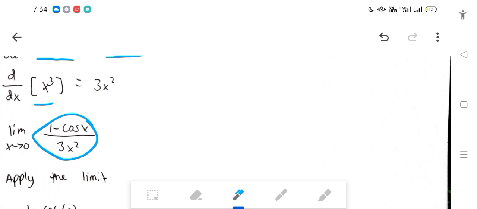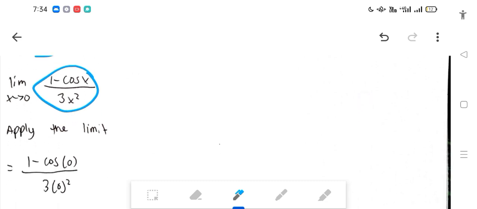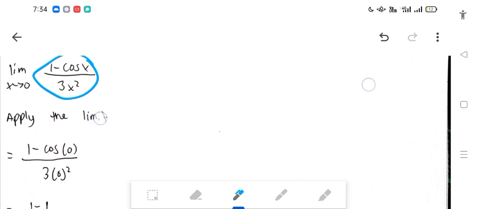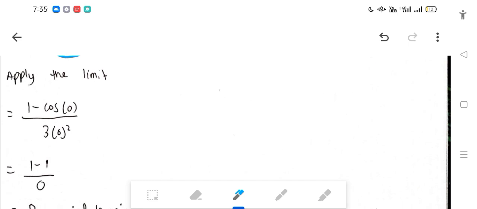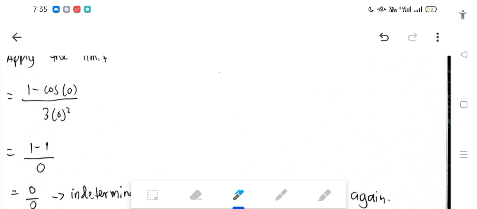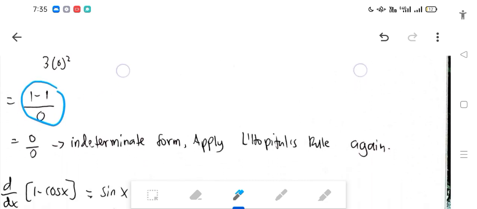Now let's apply the limit. In applying the limit, once again, we're going to substitute 0 as the value of x. So we have 1 minus cosine 0 all over 3 multiplied by 0 squared. Cosine 0 is equal to 1. So we have 1 minus 1 over 0, which is again indeterminate. So we need to apply L'Hopital's rule again.